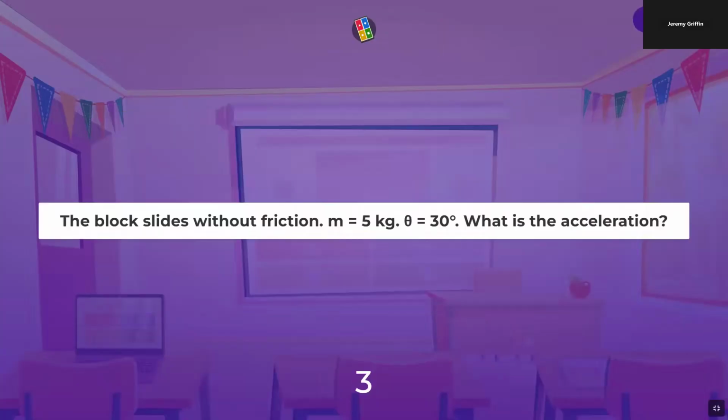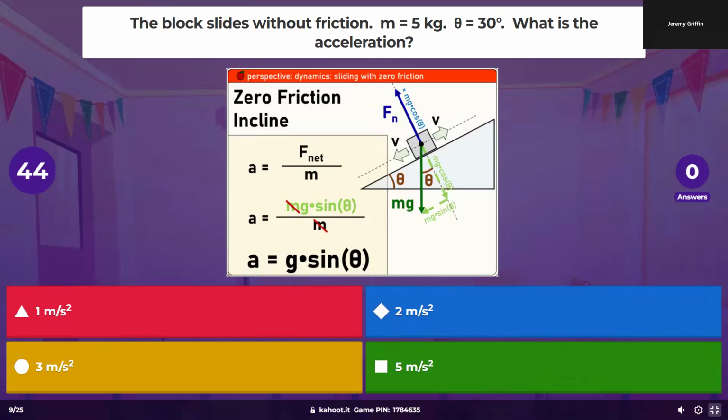Block slides without friction. Same mass and angle as before. What's the acceleration now? Ooh, different scenario. Different scenario. Let's give you the answer here.